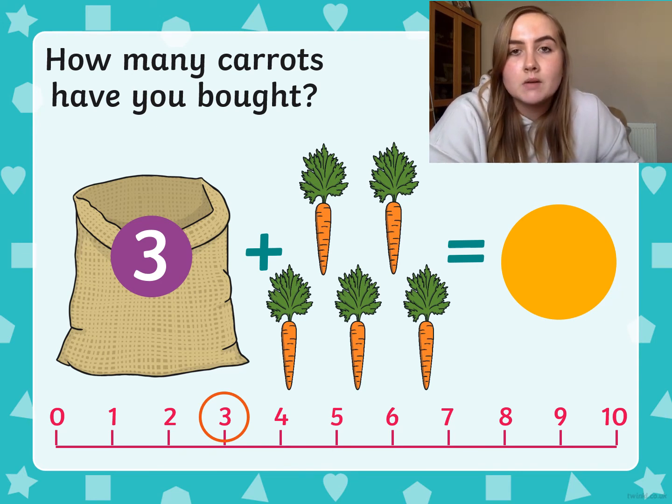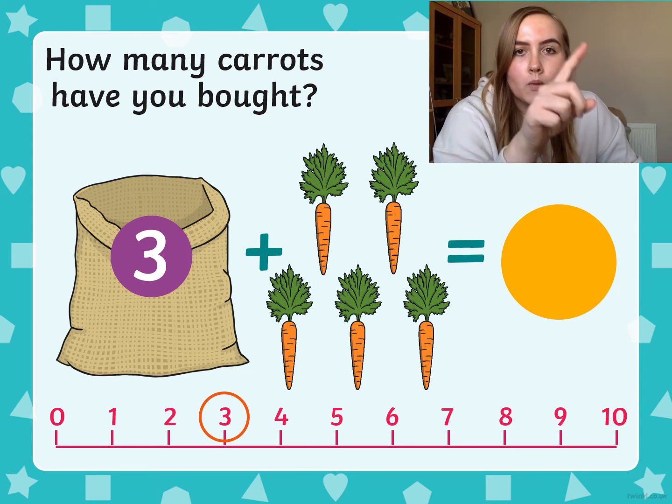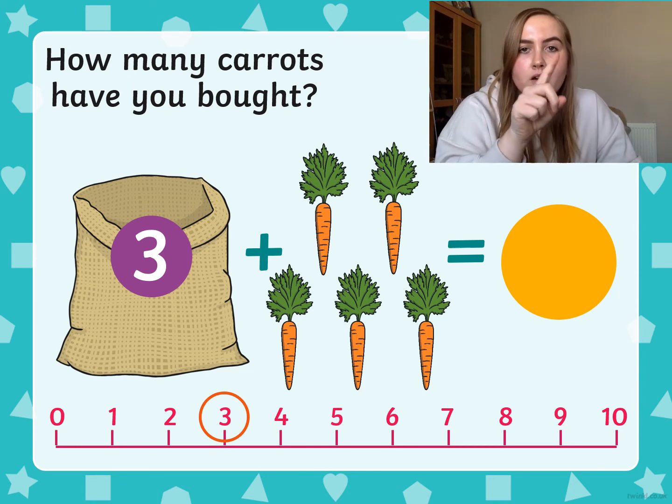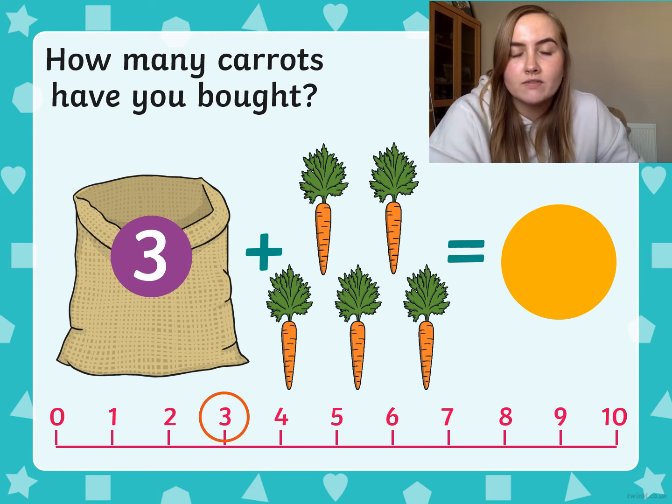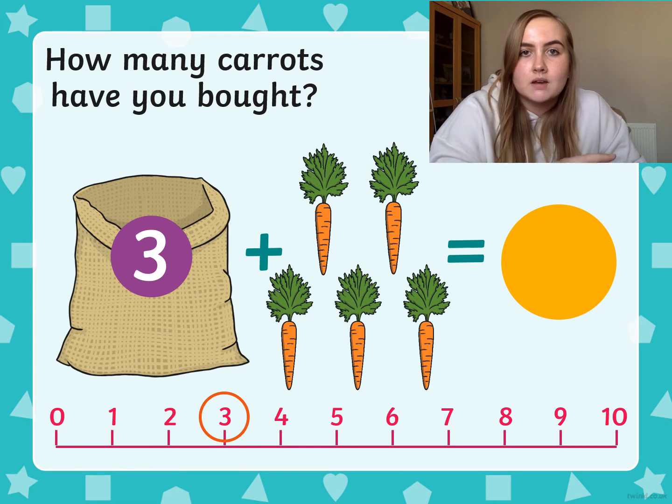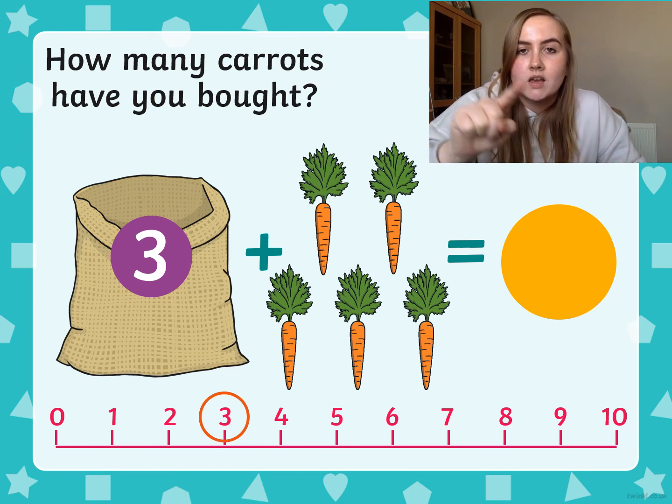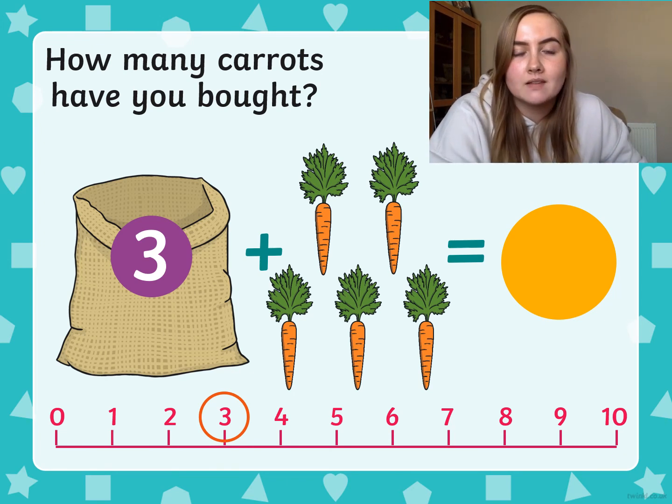Now, how many carrots were in our second group? Let's count them. 1, 2, 3, 4, 5. So there are 5 carrots in our second group. So we've already got 3, so we're counting on 5 spaces. So put your number on 3 and let's count forward 5 spaces. 1, 2, 3, 4, 5. Amazing. So that is the number of carrots you've got all together.